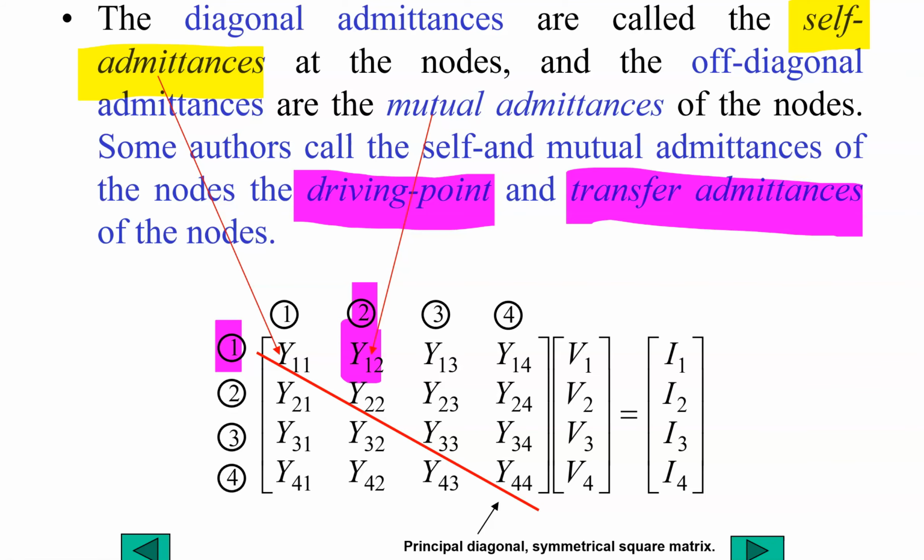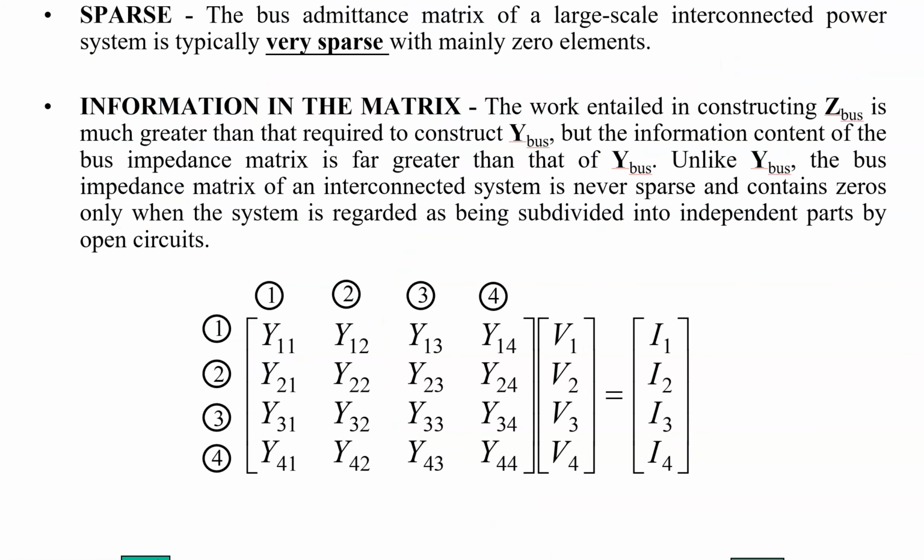It's also important that when the bus admittance matrix becomes a very large scale interconnected power system, we will see after a while that many elements will be 0 elements, and we call this very sparse. It's a sparse matrix, and this means we can use some techniques to remove elements that we know become 0.